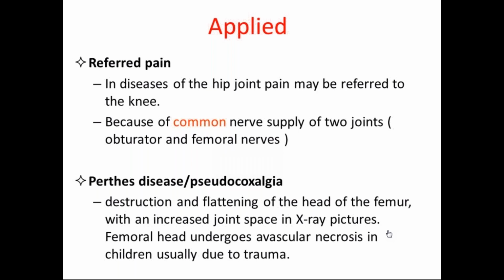Next disease is the Perthes disease, also known as pseudocoxalgia. Destruction and flattening of head of femur with an increased joint space is seen in X-ray. The femoral head undergoes an avascular necrosis in children, usually due to the trauma.